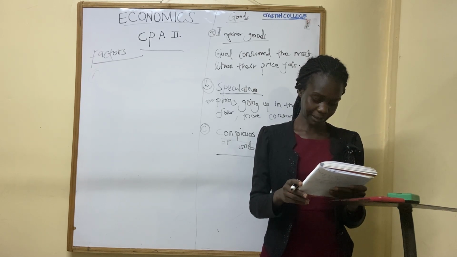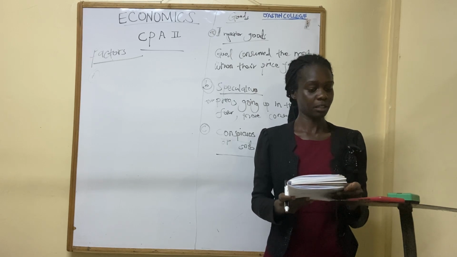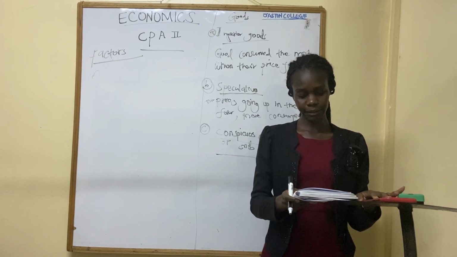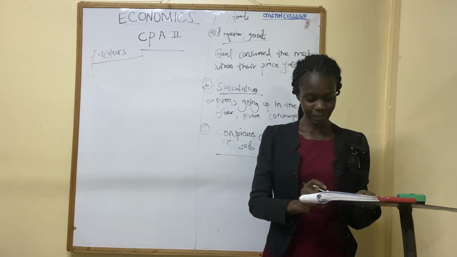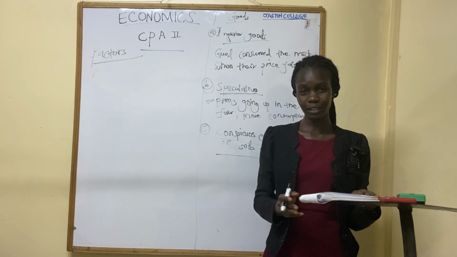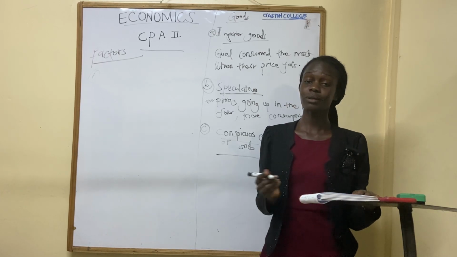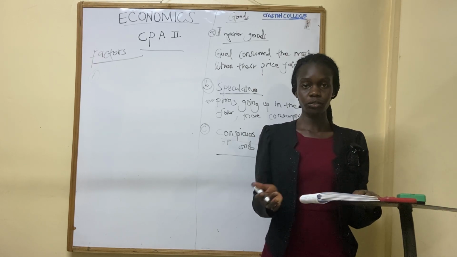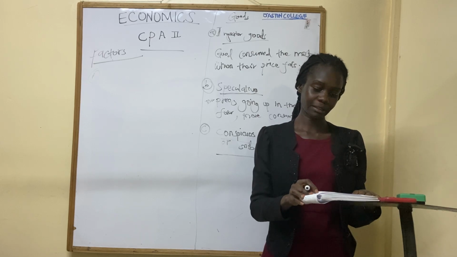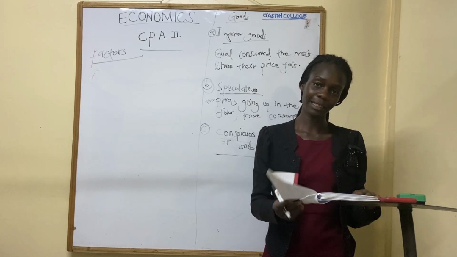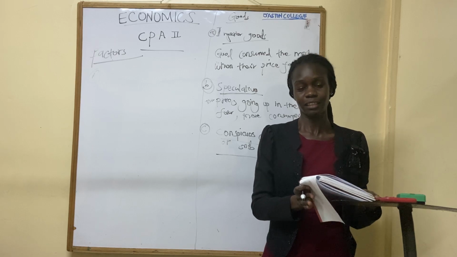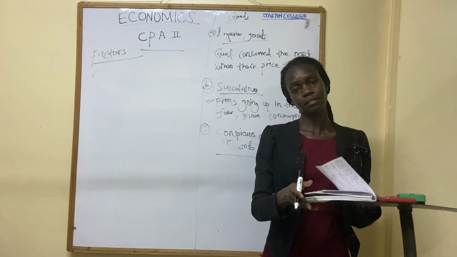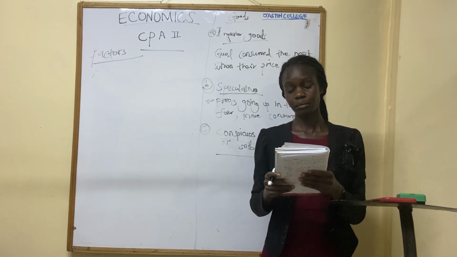The last one is government. When the government increases the taxes on a product, the quantity demanded will be low. And also when the government bans a product, the quantity the consumer demands will be low.